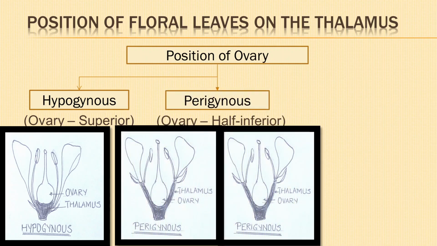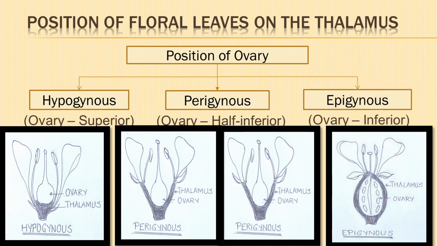Second, perigynous. The thalamus of the flower grows upward around the ovary in the form of a cup. Sepals, petals, and stamens are found on its rim. The ovary is said to be half inferior. Example, rose.